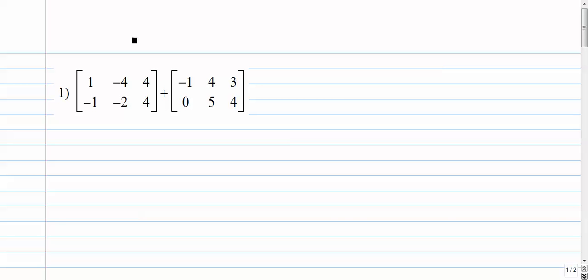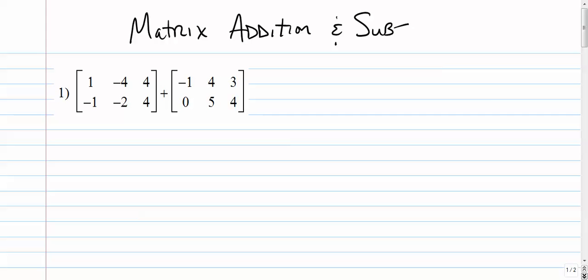Examples here on matrix addition and subtraction. As I mentioned in class, the main thing you want to first check on for all of these addition and subtraction problems is the size of the matrix. We've got a 2 by 3 and a 2 by 3. If these numbers are not exactly the same, you can't do it. If the matrices are of different size, just simply write undefined. These are the same size, so we're going to add them.